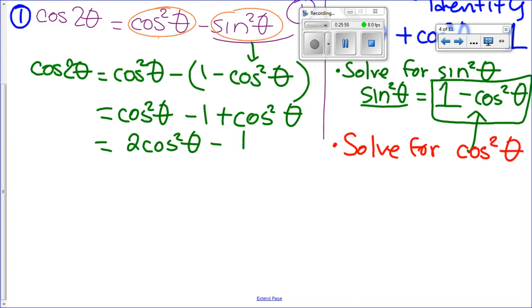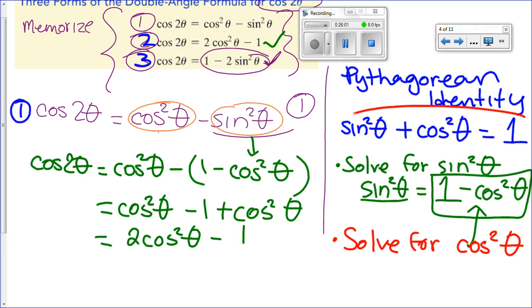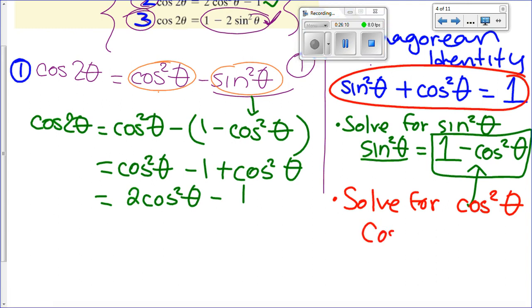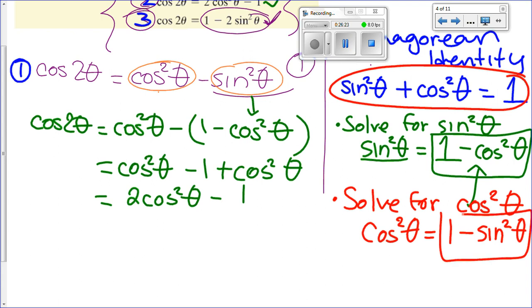When I say the Pythagorean identity, is this one, okay? Yes. So if you solve for cosine squared using the Pythagorean identity, you should have something that looks like this: cosine squared of theta is the same as 1 minus sine squared theta. Do you guys get that? So that expression right there, we're going to substitute in place of cosine squared theta, okay? And that is going to give us formula number 3.